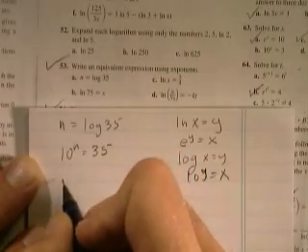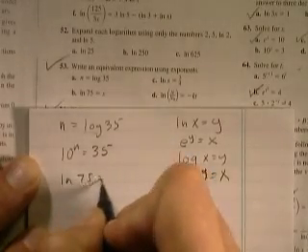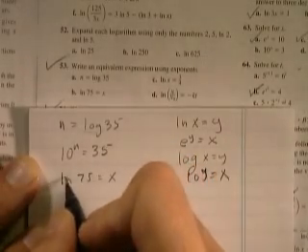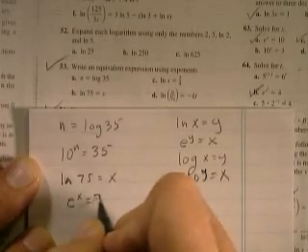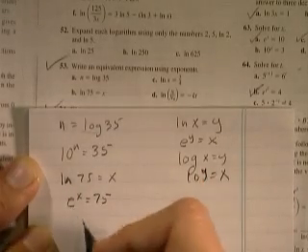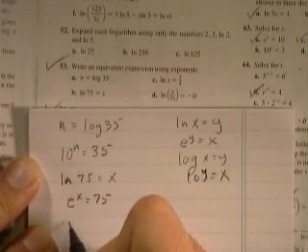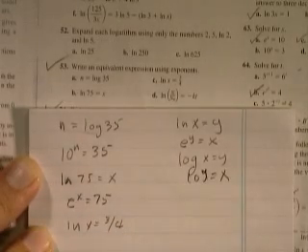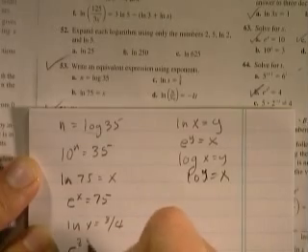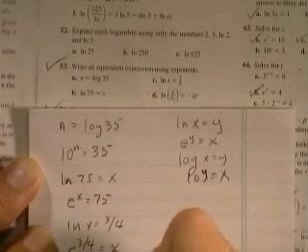Okay, how about the next one? Natural log of 75 equals x. Swap it. Natural log means base e. So you say e to the x is equal to 75. It's easy. How about this one? The natural log of x is equal to 3/4. It's the same as before. e to the 3/4 equals x.